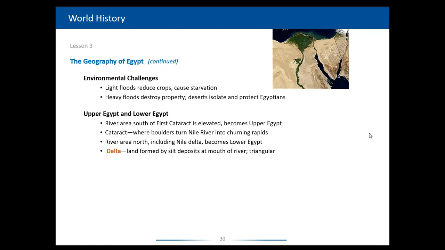Upper Egypt and Lower Egypt. The river area south of the first cataract is elevated and becomes Upper Egypt. A cataract is a place where boulders turn the Nile River into churning rapids. The river area north, including the Nile Delta, becomes Lower Egypt. A delta is land formed by silt deposits at the mouth of a river, in a triangular section. You see it here in this picture, this triangular section. This is called the delta.